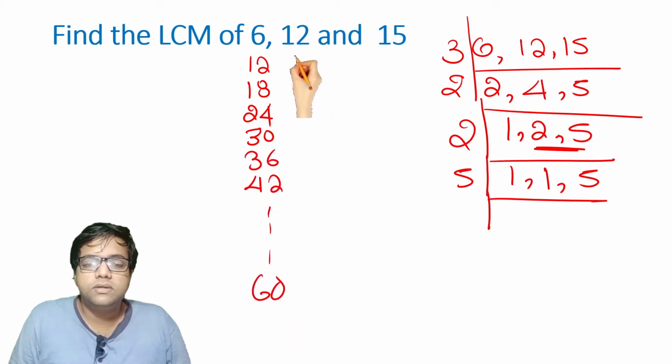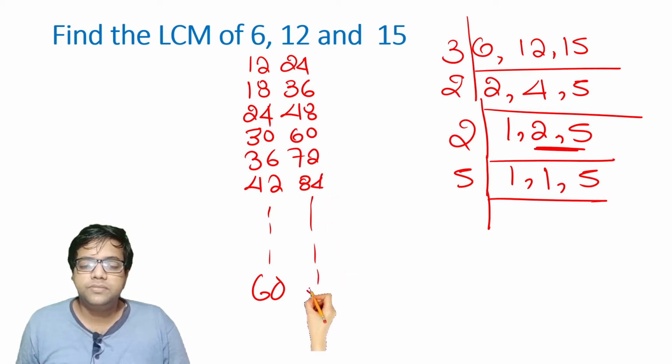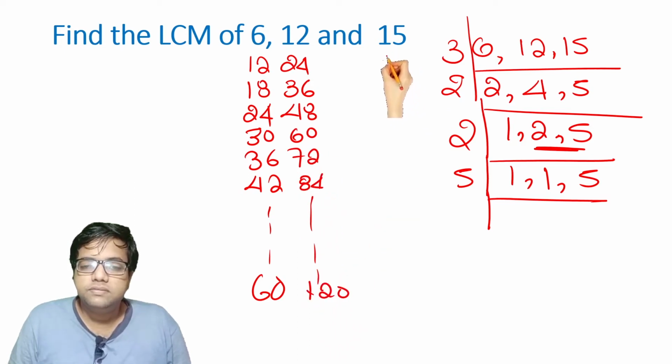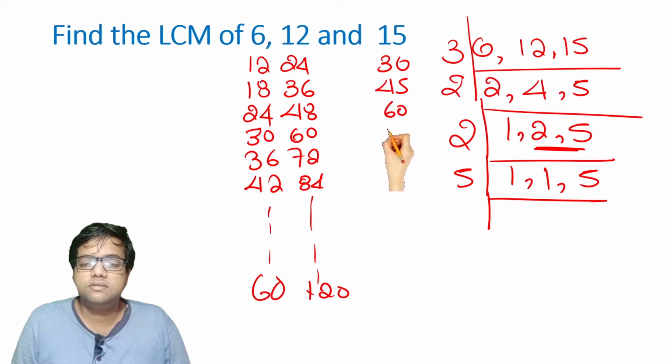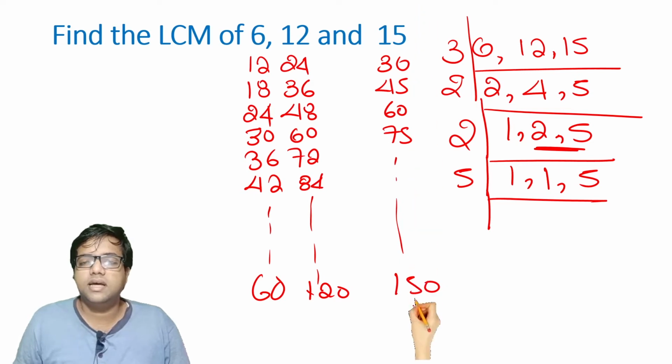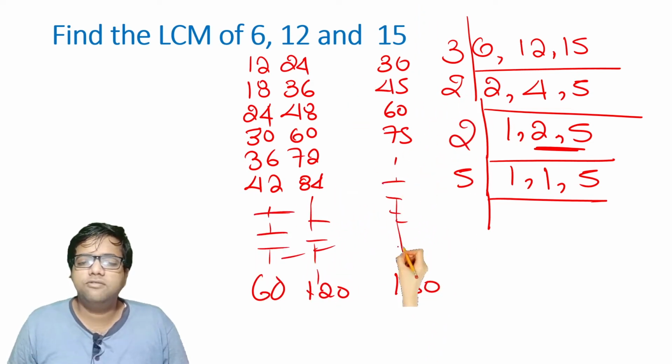12 ones are 12, 12 twos are 24, 12 threes are 36, 12 fours are 48, 12 fives are 60, 12 sixes are 72, 12 sevens are 84, up to 120. 15 ones are 15, 15 twos are 30, 15 threes are 45, 15 fours are 60, 15 fives are 75, up to 150, right? The tables are like this. I'm not writing these middle terms because this is enough for me to compare.